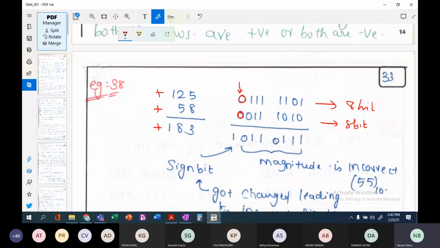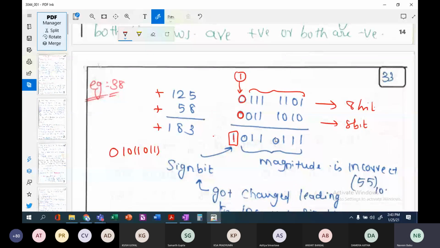But what is happening here is, when I added this particular magnitude alone, I got a carry here. This carry overflowed into the sign bit. This is actually the sign bit position. This overflowed into the sign bit, altering the actual value of your sign bit. Right. So this is the actual magnitude, but this has altered the sign bit. This should have been 0 1 0 1 1 0 1 1 1, that must be the right answer.